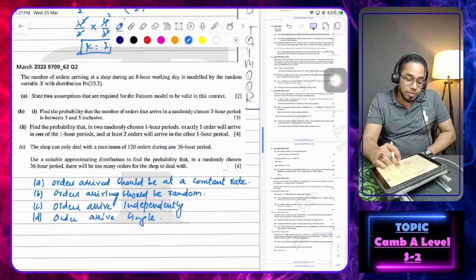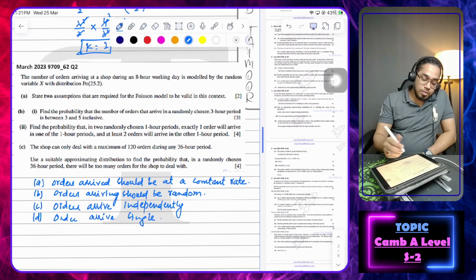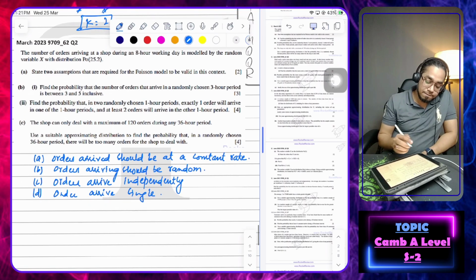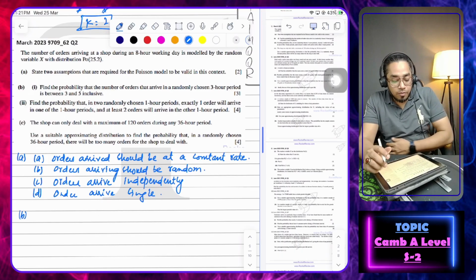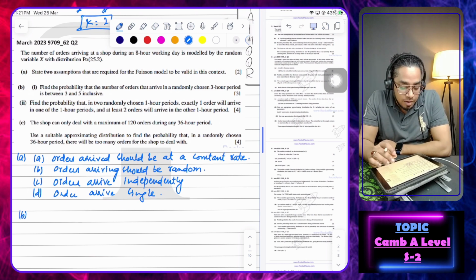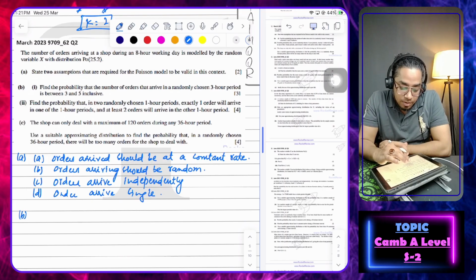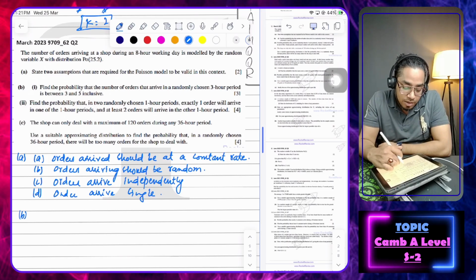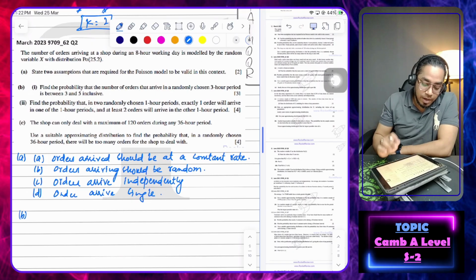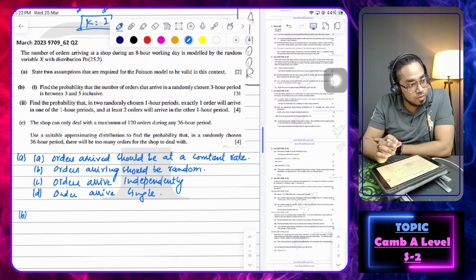When I go for B part 1, find the probability that the number of orders that arrive in a randomly chosen 3 hours period is between 3 and 5 inclusive. So that was an 8 hours period and this is a 3 hours period, so in that case we have to change our lambda first. And from 3 to 5, we can just proceed with this.